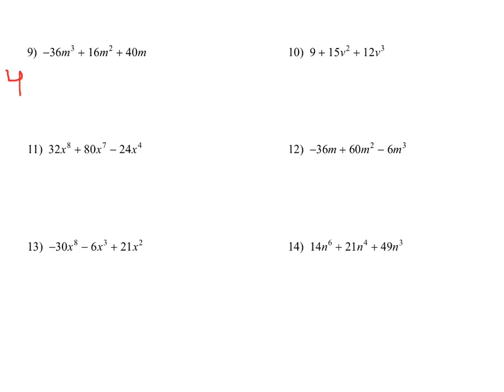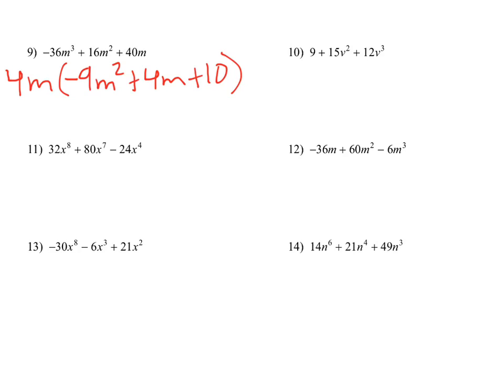Moving on to the next section, right here, it's looking like 4 goes into all of those. And the least amount of m's is just 1, so I'm going to have 4m. And you take each of those, divide by 4m, you'll get negative 9m squared, and then plus 4m, and then plus 10 for all of those, divide by 4m.